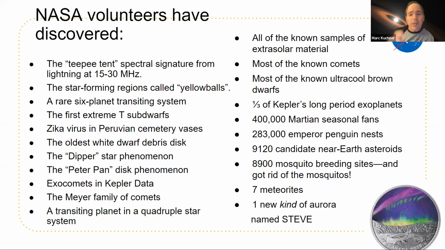most of the known ultra-cool brown dwarfs. Do you hear those mosts? We are dominating multiple scientific fields. Every single known sample of extrasolar material, 400,000 Martian seasonal fans, 283,000 emperor penguin nests, 9,120 candidate near-Earth asteroids, that number is out of date, should be bigger now, 7 meteorites, and 1 new kind of aurora named Steve. And that is a coin in Canada, a real coin in Canada, with a picture of Steve. It's this purple pattern you see in the sky, discovered by NASA volunteers. Next slide.